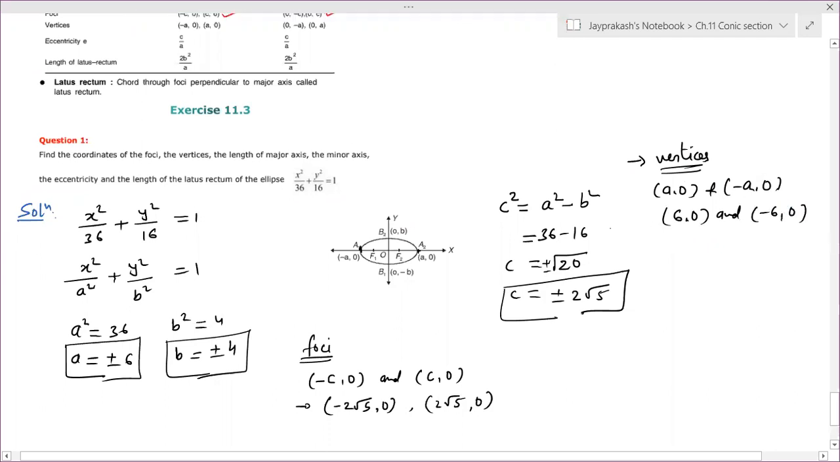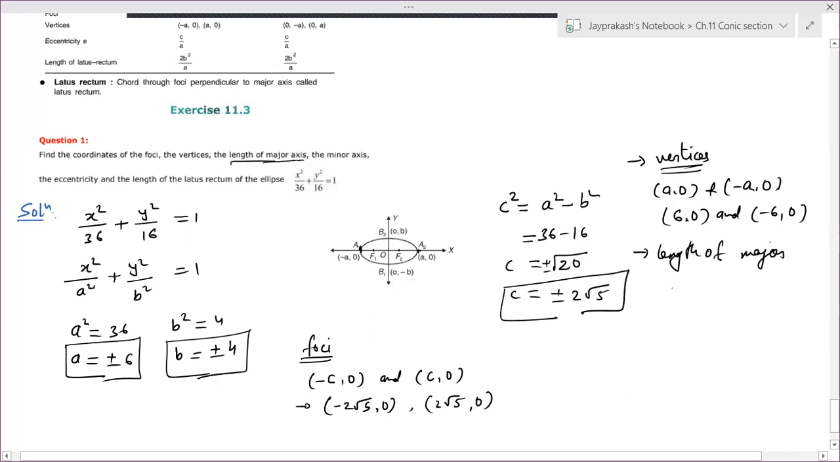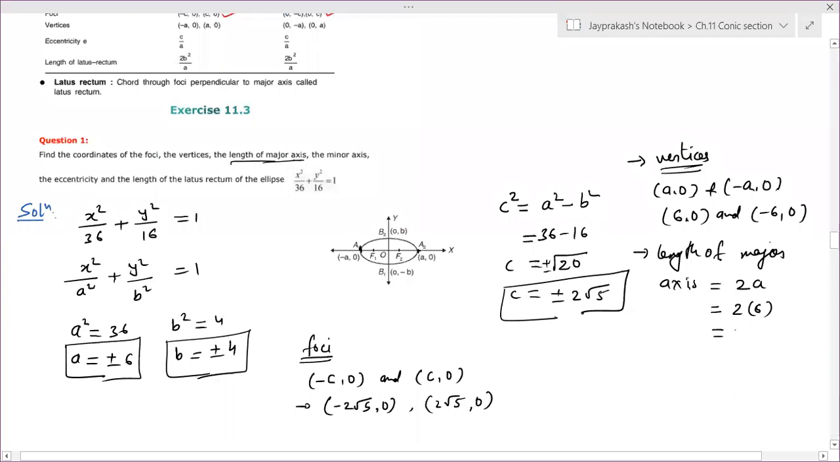Now if we talk about the length of the major axis, it is expanded along the x-axis, so the length of the major axis is twice a. Whenever we are calculating the length, we have to use only positive. So here it is 2 into 6. So the length of the major axis is 12, and then the length of the minor axis.